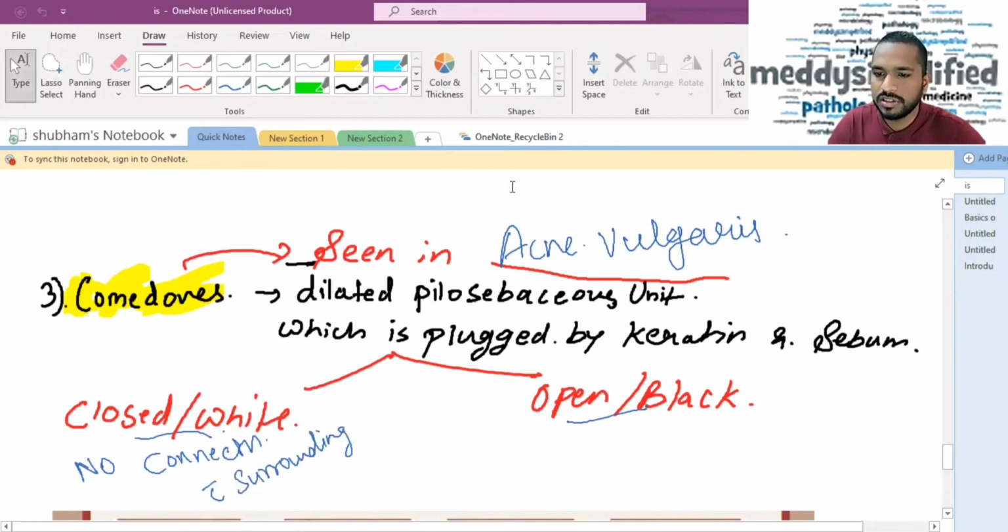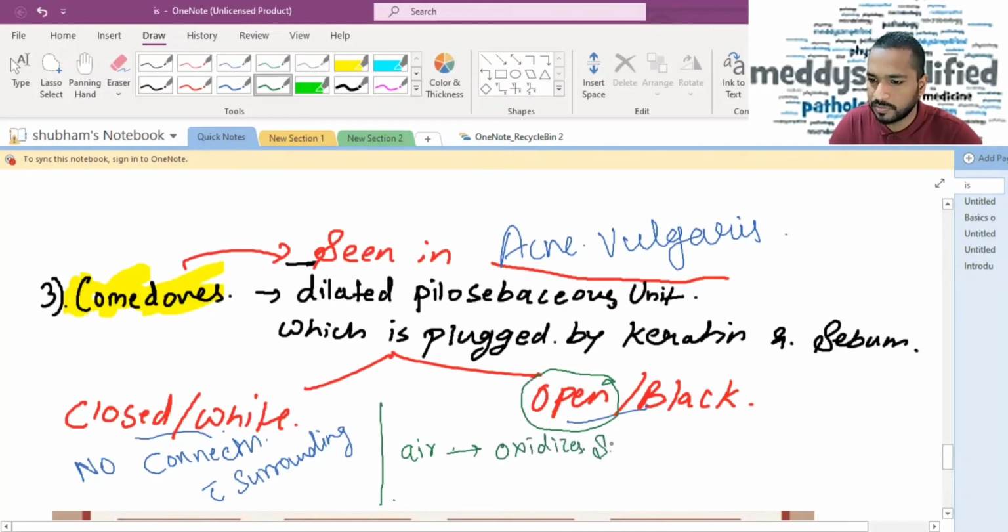Now, we will talk about black or open comedones. If it is open, it will react with the surroundings, and the air from the surroundings comes inside and oxidizes the sebum and makes it black. And that is why it is a black comedone.